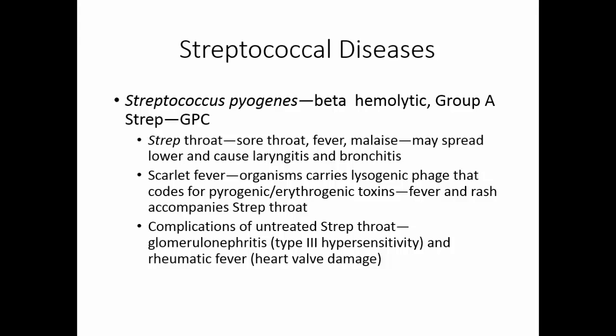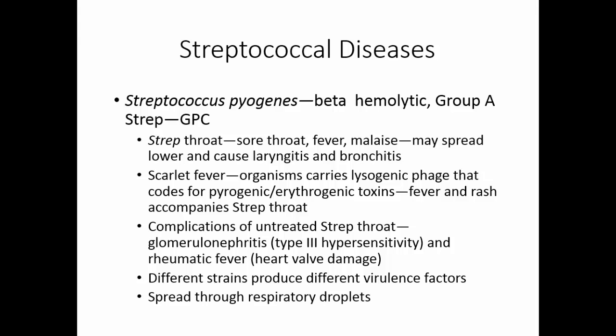The other complication is rheumatic fever. Here the organism damages the heart valves. People who have had rheumatic fever are susceptible to endocarditis. Different strains of Streptococcus pyogenes will produce different virulence factors, which accounts for differences in the kinds of strep throat people get. Some people have a relatively mild disease, others may have a very sore throat and a very high fever. Streptococcus is spread through respiratory droplets.